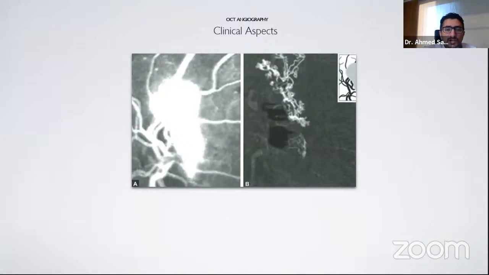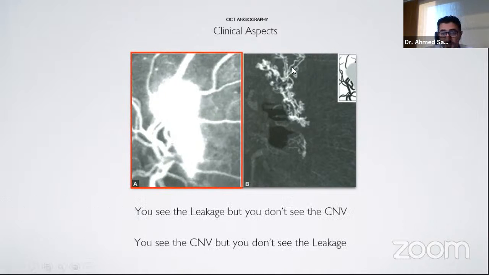For instance, if we take a look at this, this is an FA image, and this highlighted part is a clear leakage. And this is an OCTA image for the same patient for the same part. However, I cannot see the leakage. Why can't I see the leakage? Because here the leakage is not dynamic, it is static. So it is not moving. This is why the OCTA image cannot detect it. However, I can detect here the CMV, which is actually maybe the cause of this leakage.